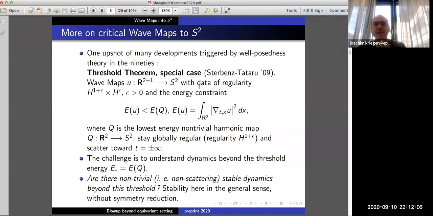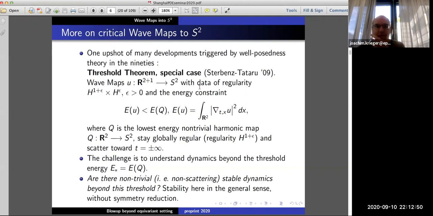And so the question that we were interested in was to understand, are there non-trivial, non-scattering, stable dynamics beyond this threshold? And by stability here, I really mean stable beyond a symmetry reduction, really looking at very general classes of perturbations. And is there some machinery one can develop to answer and think about these questions in a systematic and general way? We came, of course, from this Fourier approach, the XSB spaces and so on. And so the story that I will try to tell here is very much Fourier based, which is very much complementary to the school, let's say, that Miao and Raphael have developed, which is very much based in physical space.